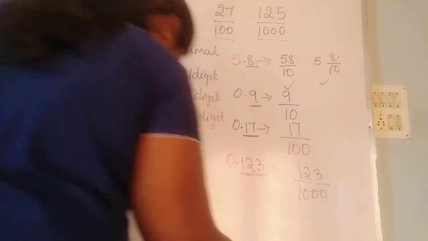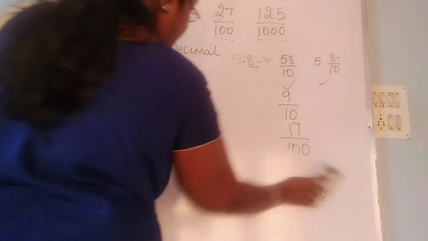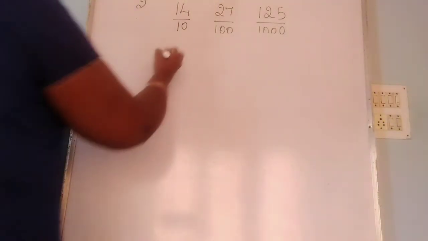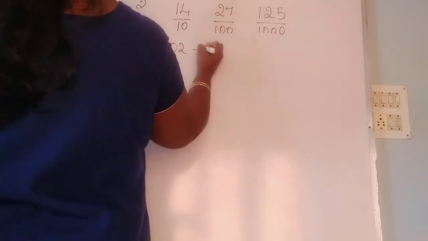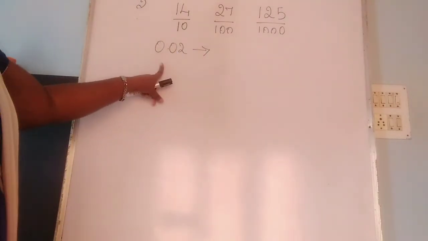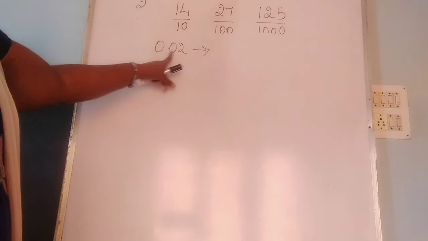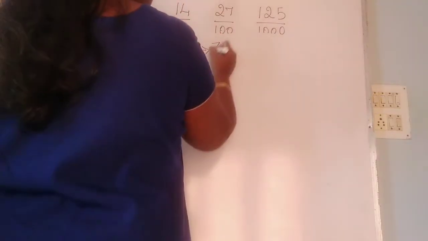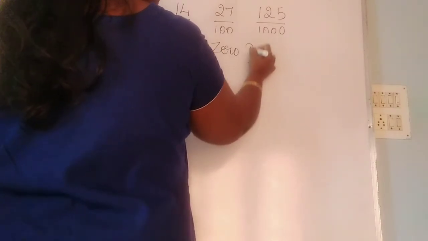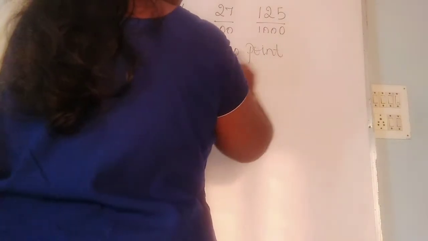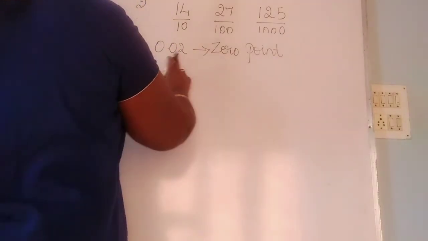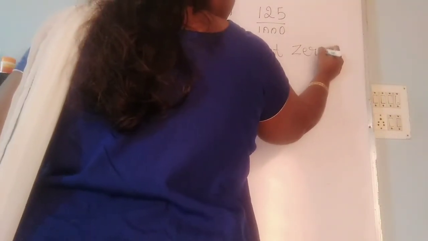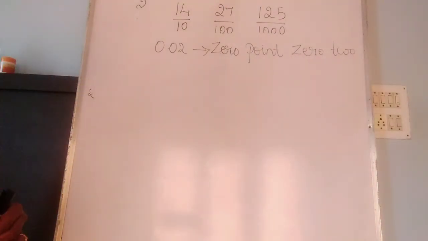Now we will read and write down the decimal number 0.02. How do you read this? You read it as 0.02. Now write the same thing that you read as the number name. So you write 0, then point, then 0.02. This is how you write the decimal as the number name.